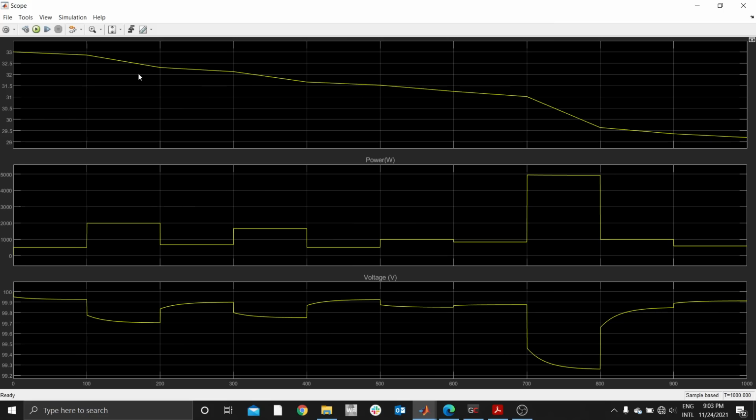You can see now that initially the charge of the battery was 33. That is the initial state of our simulation. Then the charge starts dropping until we reach 1,000 seconds, and the value is around 29.3. You can see now the power generated here is proportional to the resistance. You can see the power. You can see the voltage.